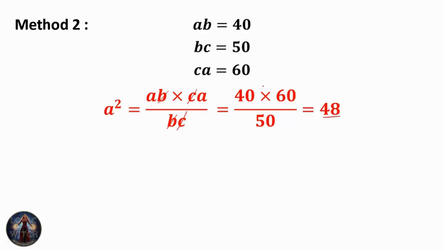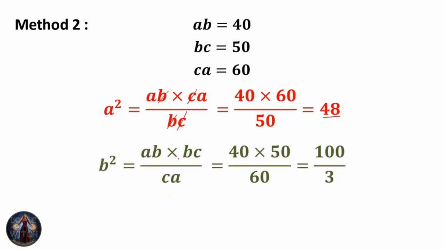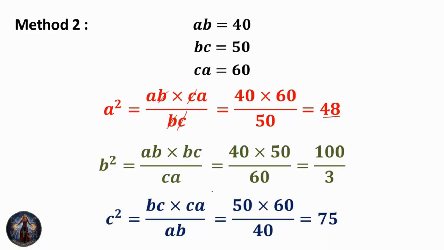Similarly, we can solve for b square. Now b square is ab into bc divided by ca, and on simplification we got the value as 100 upon 3. Similarly, we can solve for c square, which is bc into ca divided by ab, and the value is 75. Now we have the values of a square, b square and c square.